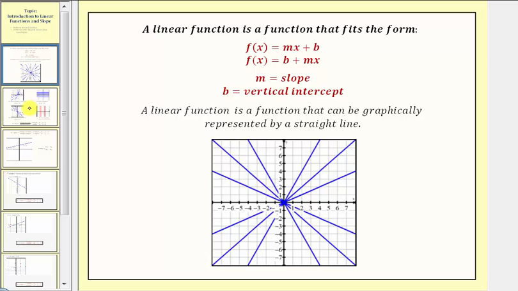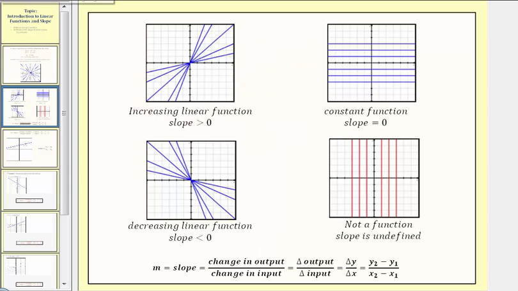Now let's talk about the behavior of linear functions. If as the inputs increase, the outputs also increase, we have an increasing linear function, which means the line will be going uphill from left to right. Notice here we have the graph of several increasing linear functions because the lines are going uphill from left to right. Even though some of them are increasing faster than others, all of these linear functions are increasing.